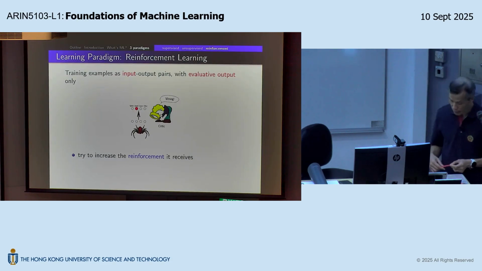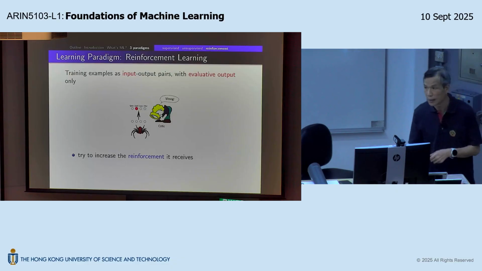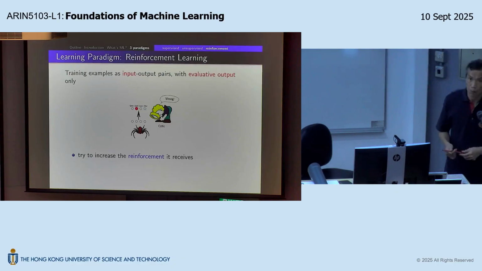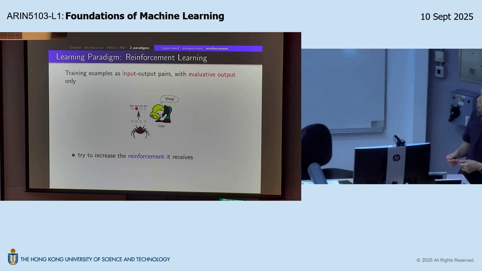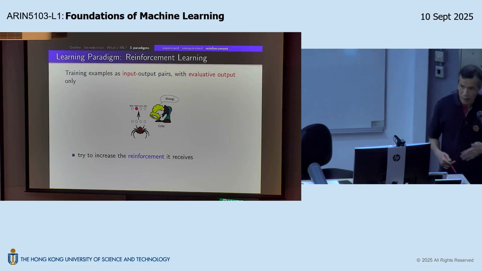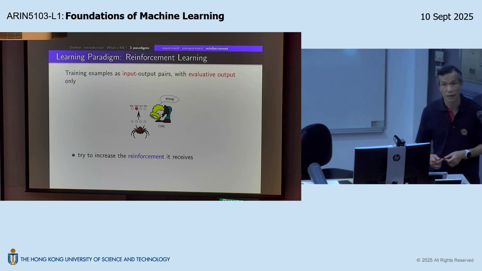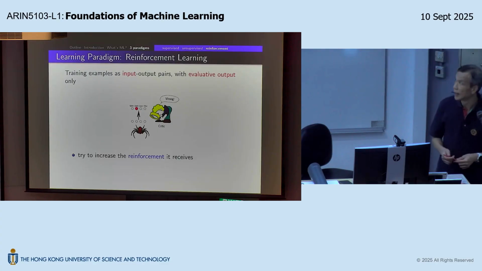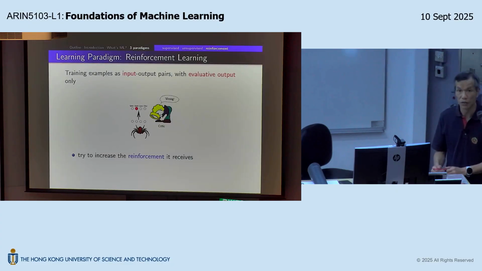If your answer is correct, then you will get a positive reinforcement. For example, you can get some positive reward, give you a point, something like that. And if you're wrong, you will get a negative reinforcement. Basically the idea is you have a lot of these exchanges, trial and errors, and you try to maximize the total amount of reinforcement that you can get.